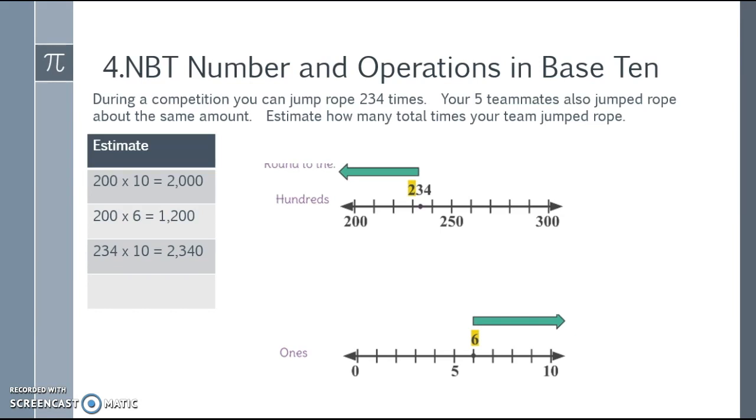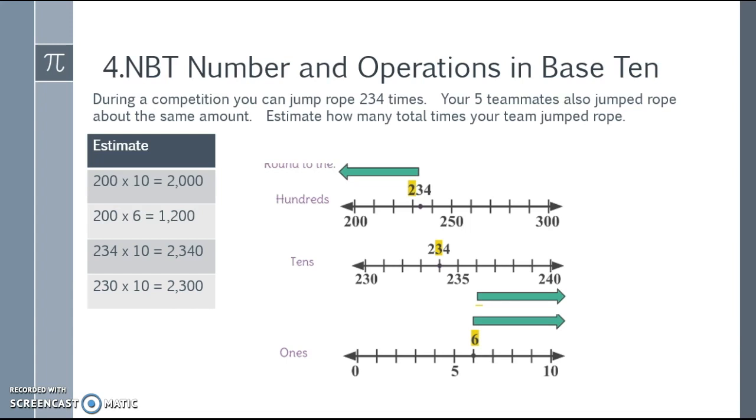Again, these are all estimations depending upon how you're rounding. Let's round to the nearest tens. Let's say I round 234 to the nearest 10, which would be 230. I could then round 6 to the nearest tens, which would be 10 itself, for 2,300. It's very interesting to see that how we round determines the estimation that we find.